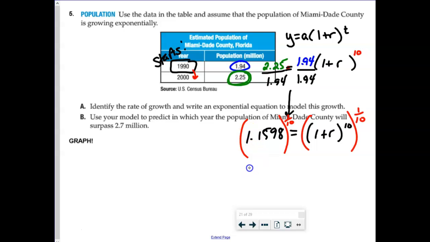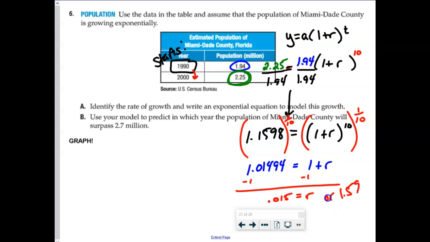This comes out to 1.01494 roughly. But it equals 1 plus R. So your final step would be to subtract 1 from both sides. So at this point, now would be an appropriate time to round. Your annual rate of growth is about 0.015 or 1.5%.